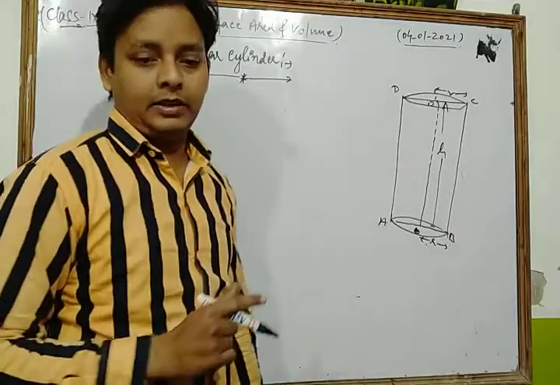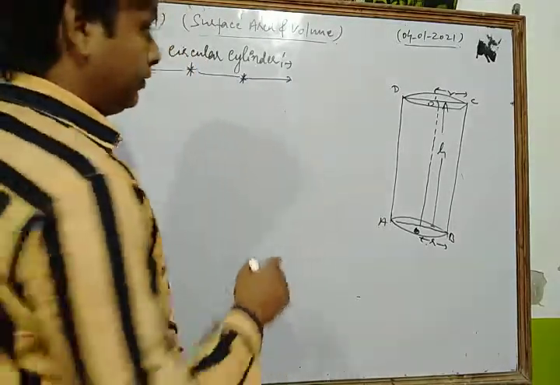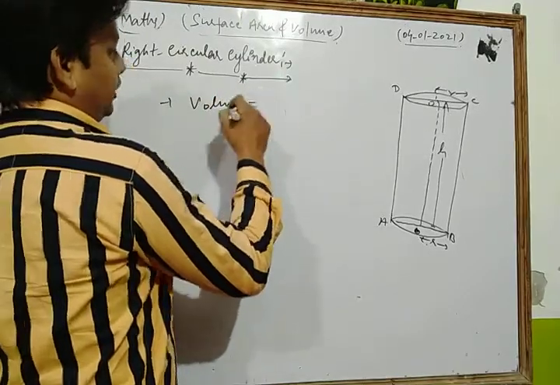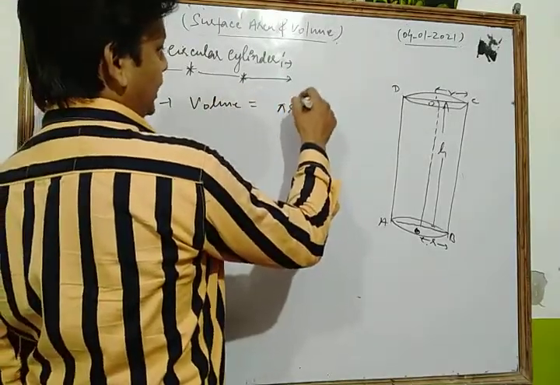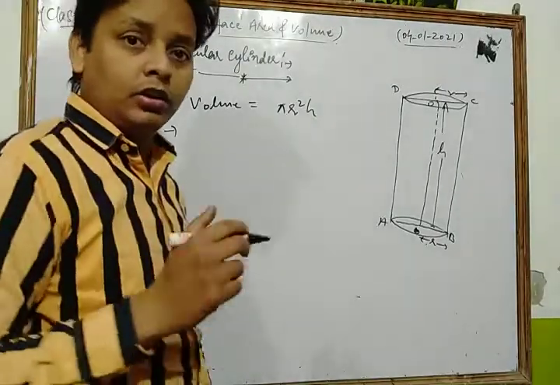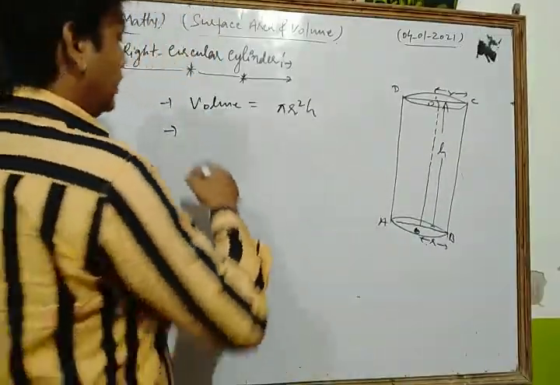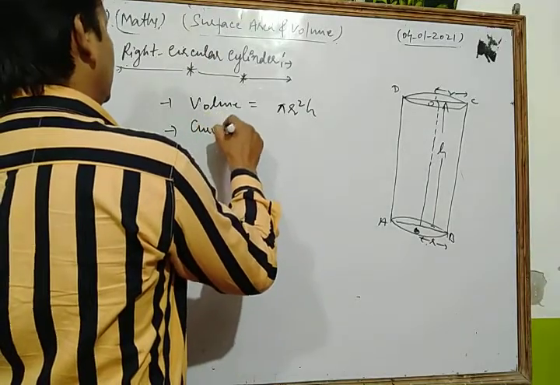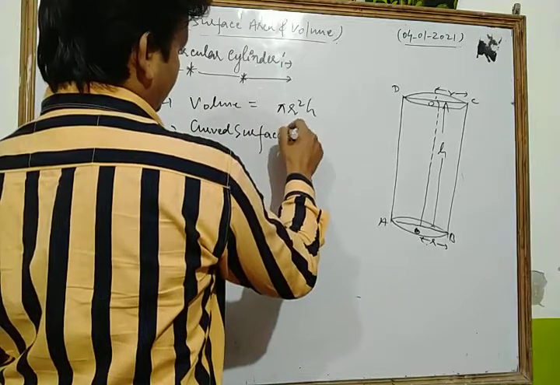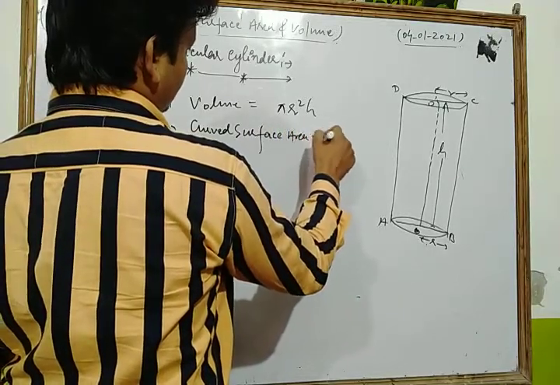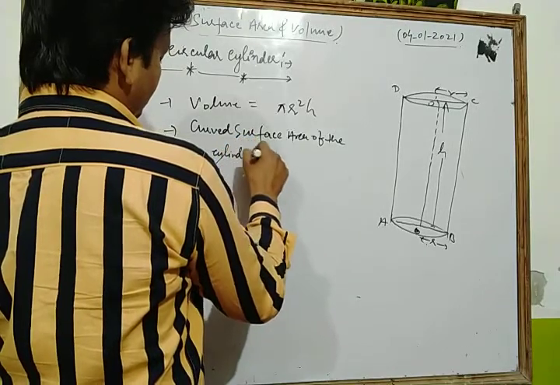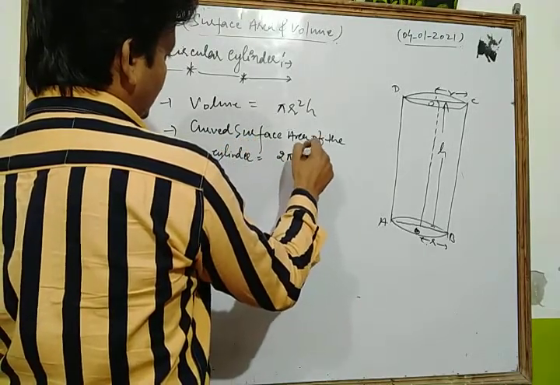Base and top are the same. Now, the first formula of the cylinder is what? Volume. The volume of the cylinder is pi r square into h. The second one is what? Curved surface area of the cylinder is what? 2 pi r into h.